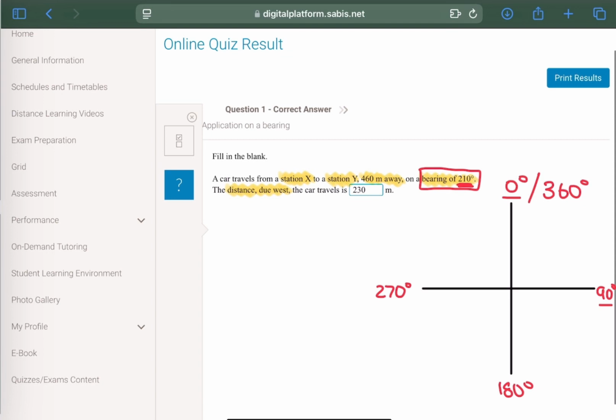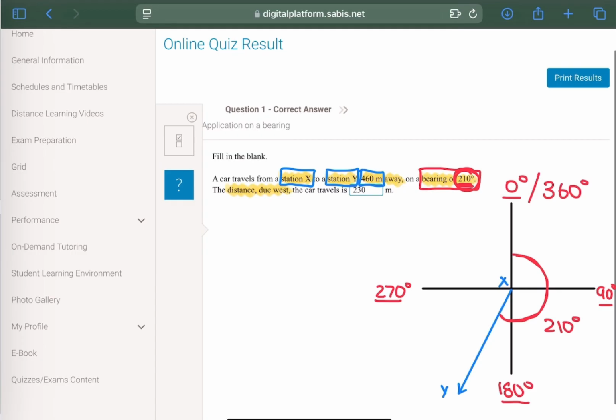we are going to draw our bearing. So the 210 degrees is going to be somewhere between 180 and 270. So we're going to start drawing our circle up until about here. And that's the bearing of 210 degrees. Now that we have that, we're going to look over here. And they told us that it goes from a station X to a station Y, which is 460 meters away. Okay, so we're gonna draw a line here like that, an arrow, and we're gonna label station X where it starts and station Y where it ends.